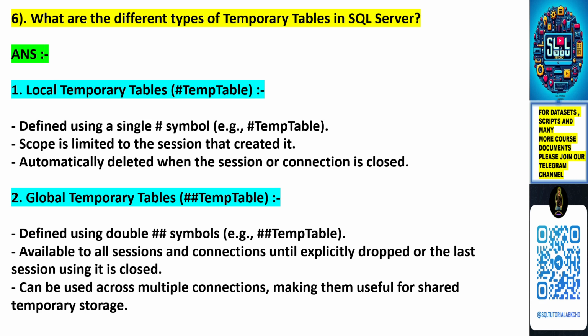Now, what are the benefits of a global temporary table? A global temporary table is defined using a double hash symbol, for example double hash temp table. A global temporary table is available to all sessions and connections until explicitly dropped or until the last session using it is closed. So we need to explicitly drop the global temporary table, or close the session itself, meaning close the connection, and only then will the global temporary table be deleted; otherwise it will exist as long as any session does. Third point: it can be used across multiple connections, making it useful for sharing temporary storage. Now move on to the next question.